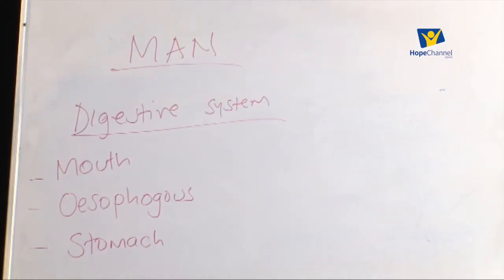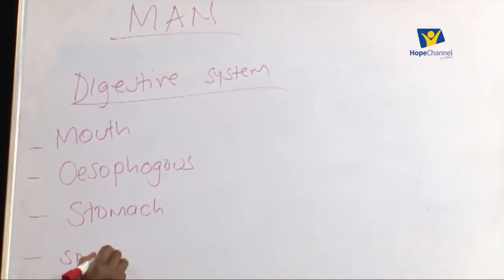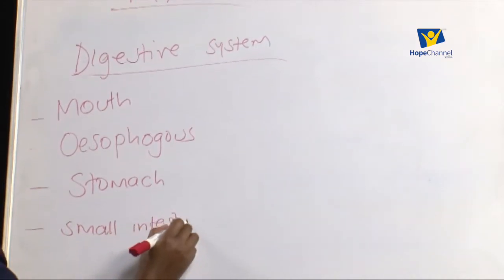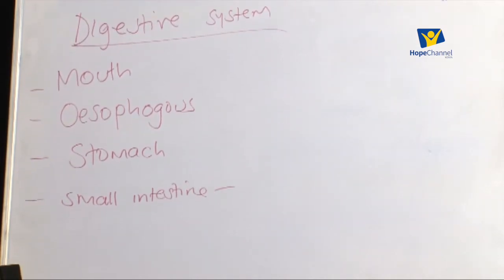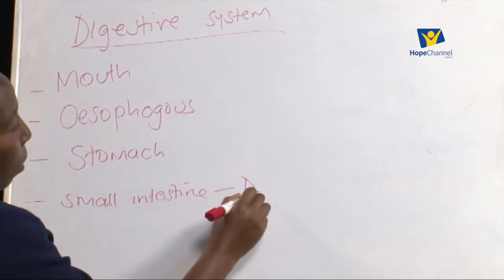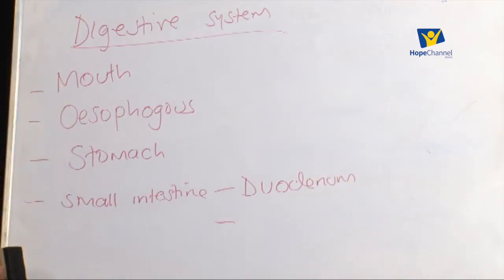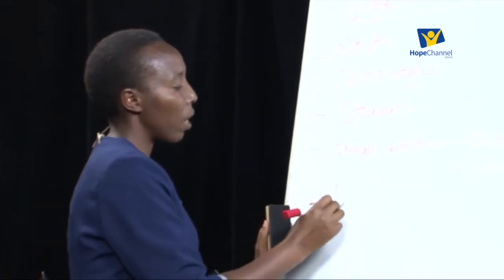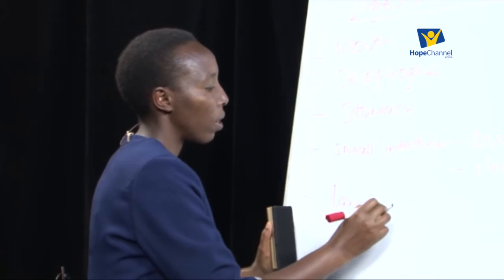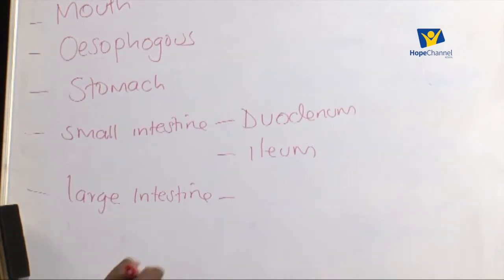We have the small intestine, which is divided into two parts. We have the first part and the second part. The first part, we call it the duodenum. The second part, we call it the ileum. Then we have the large intestine, that consists of the colon, the rectum, the appendix, and those other parts.